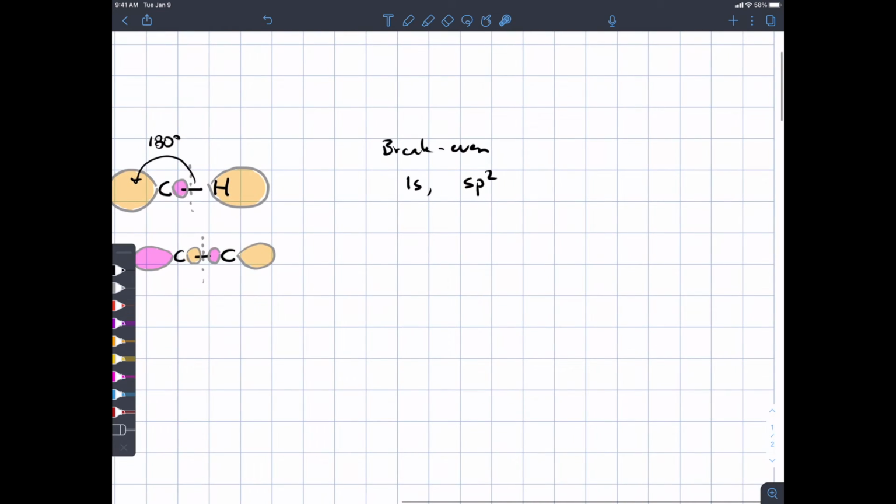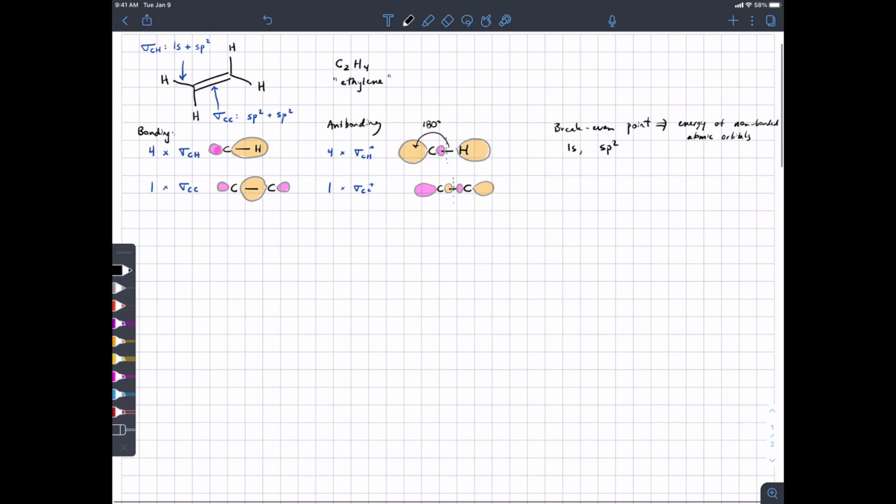So when discussing whether orbitals are higher or lower in energy, it's good to have a relative point of comparison. The break-even point is going to be the energy of non-bonded, isolated atomic orbitals. So in this case, if we made an energy diagram, I could put a dotted line here and call this 0, and this would be about the energy of, say, an sp2 orbital on carbon or a 1s orbital on hydrogen. Technically, those aren't exactly the same in energy, but they're close enough that we'll just pretend. That's our starting point. That's where the non-bonded atomic orbitals were.